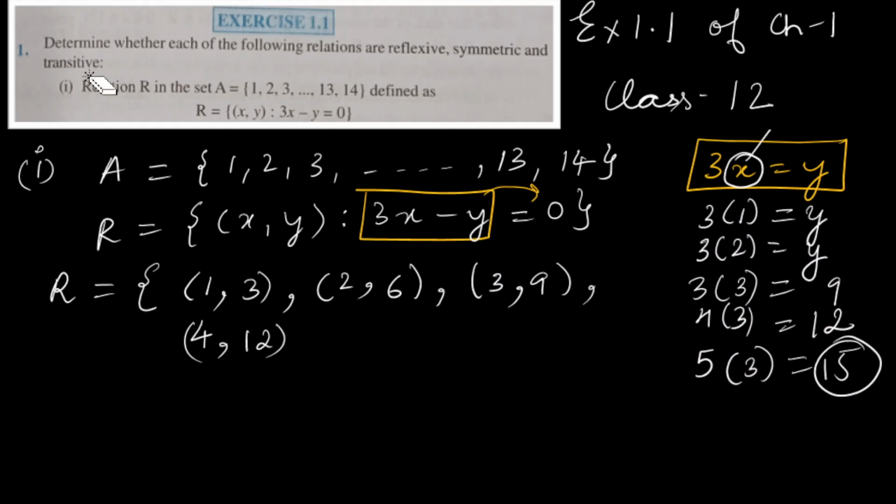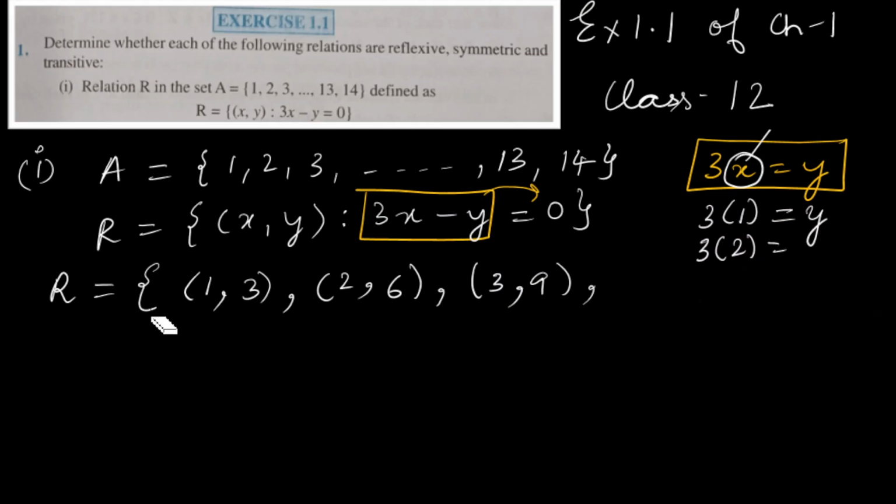Okay, so I have written all the possible values. So the relation will have these ordered pairs, (4, 12).